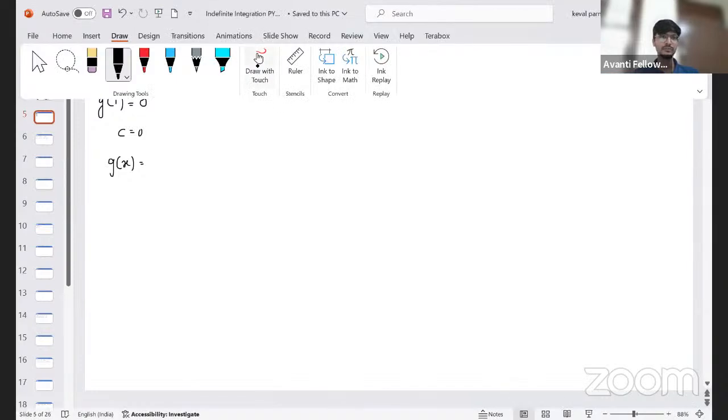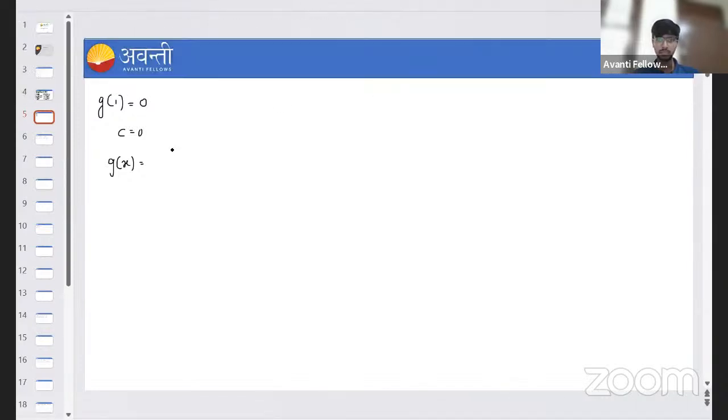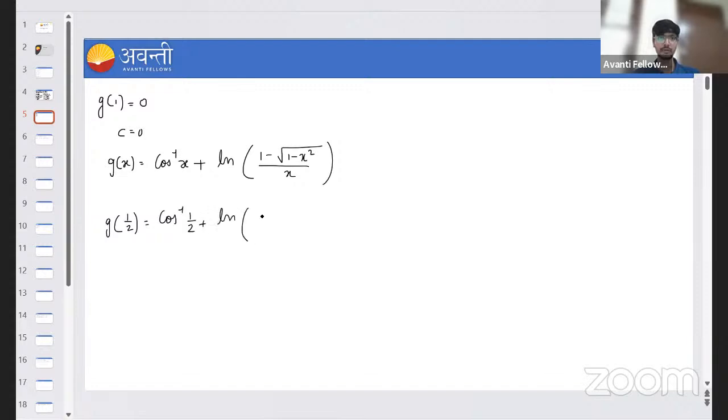Actually, this condition is of no use. So g of x is basically cos inverse of x plus ln 1 minus under root of 1 minus x square upon x. And we have to find g of half. So that will be cos inverse of half plus ln 1 minus under root of 1 minus 1 by 4 upon 1 by 2. So cos inverse of half, which angle gives half?